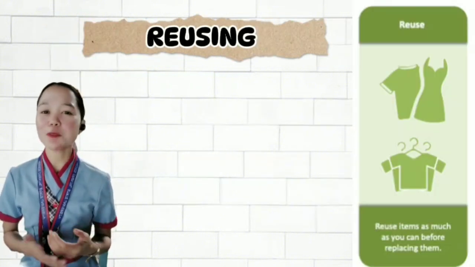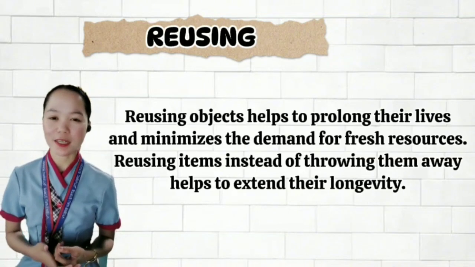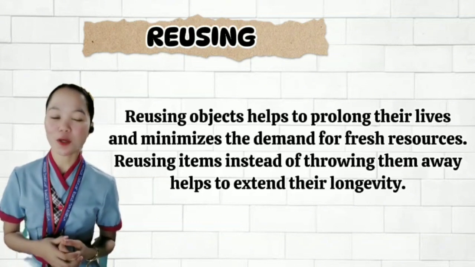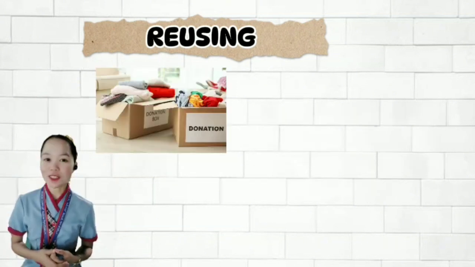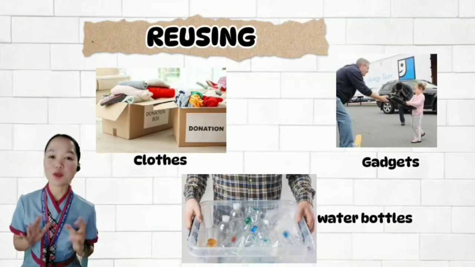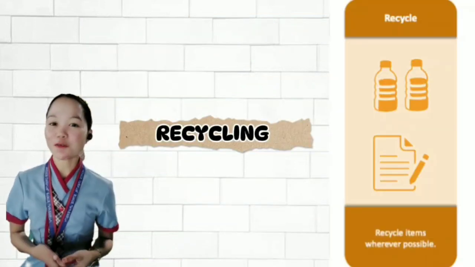Reusing objects helps to prolong their lives and minimizes the demands for fresh resources. Reusing items instead of throwing them away helps to extend their longevity. Donating clothes and gadgets and utilizing water bottles that somebody can refill is one easy way to help the environment. Number 3, the practice of recycling.